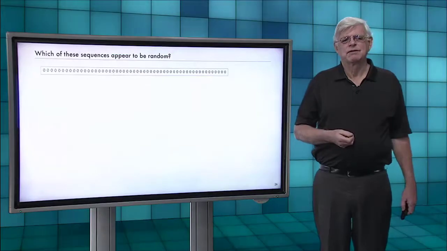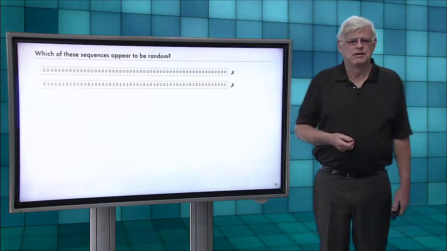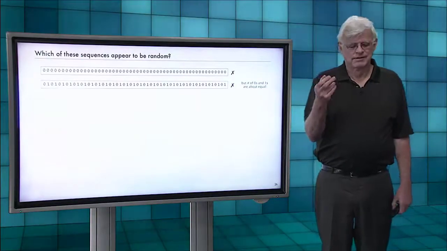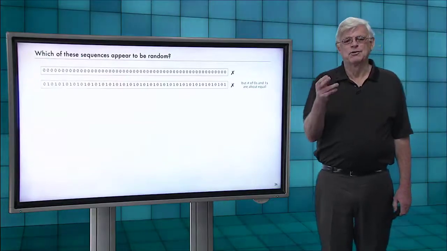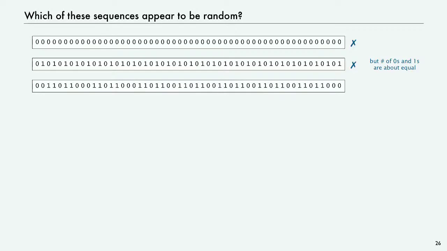Does this sequence look random to you? No, it's all zeros. What about that one? No, they alternate 0, 1. But if our criterion is that the number of zeros and ones should be about equal, it passes that one. So we have to be a little bit more careful. What about this one? No, that one's not at all. If you look at it a little bit, it's got some longer repeating patterns, but the numbers of pairs 00, 01, 10, and 11 are about equal in that sequence.